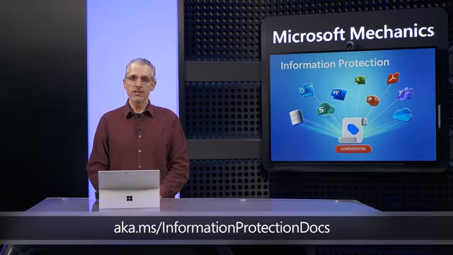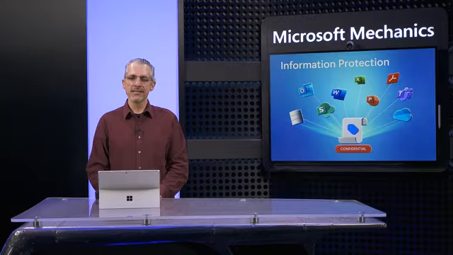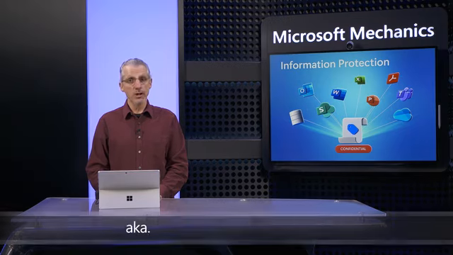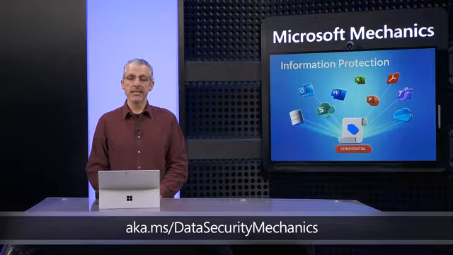classify, and ultimately protect your sensitive information wherever it lives or travels. To learn more, check out aka.ms/informationprotectiondocs. Of course, with content classification in place, you can proactively apply additional data governance protections that are predicated off assigned content labels with Microsoft Purview solutions like data loss prevention or adaptive protection that evolves based on the risk profile of your users, which you can learn more about in our series at aka.ms/datasecuritymechanics.